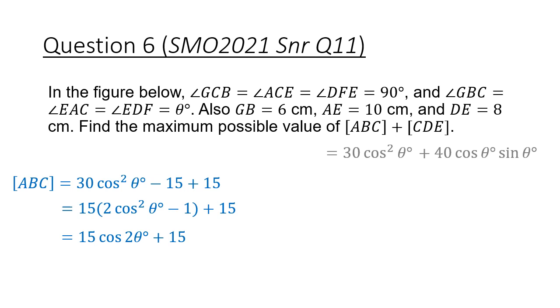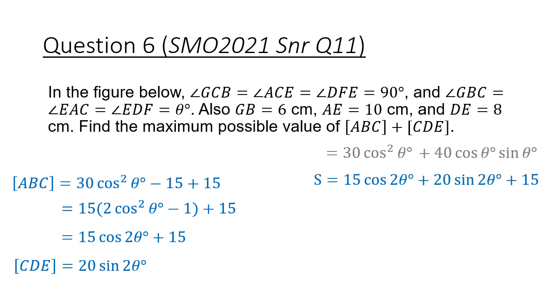For triangle CDE, we will use the double angle formula for sine. Sine 2 theta is equal to 2 sine theta cos theta, so the area will become 20 sine 2 theta. So the combined area S will be equal to 15 cos 2 theta plus 20 sine 2 theta plus 15. Now, to find the maximum area, there are a few methods. We're going to use the R formula first.